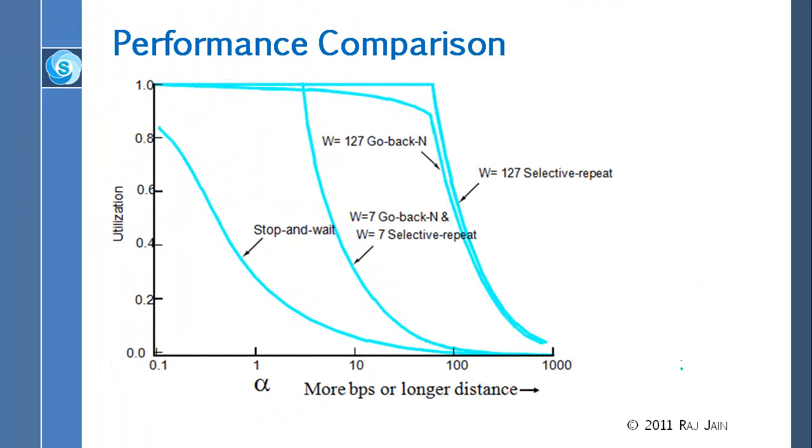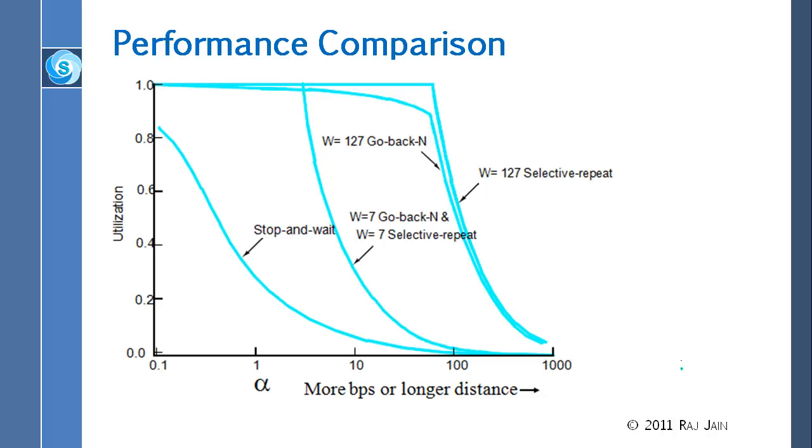The main thing is that a similar thing remains like before. As alpha goes up, the efficiency goes down, and here we have drawn these graphs for different values of W, for go back N and select to repeat. So now let us see. This is go back N and select to repeat. For N equal to 127, they are very close. For W equal to 7, they are almost overlapping. And for stop and wait, they are identical.